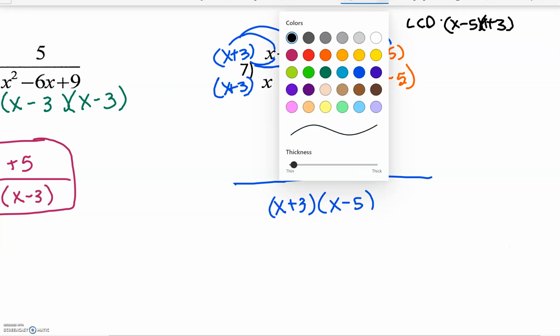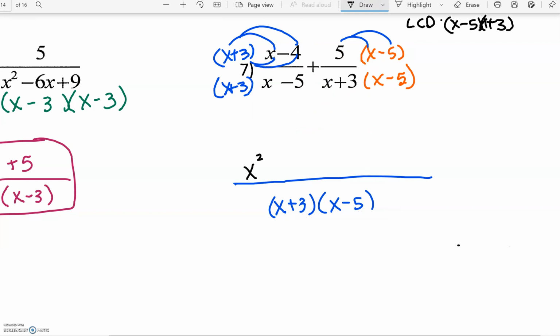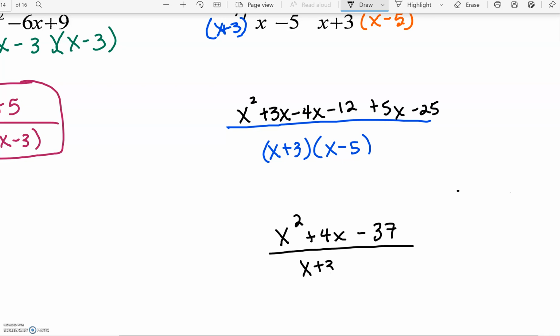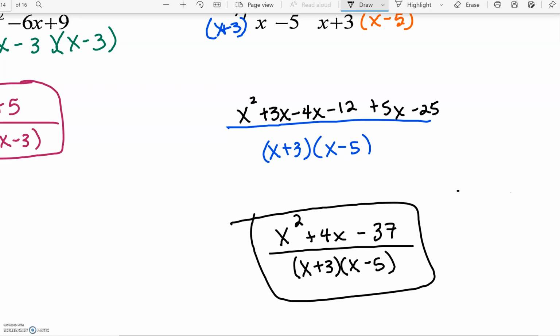So let's go ahead and see what we get. x squared plus 3x minus 4x minus 12. And then here we're going to get a 5x minus 25. And now we're going to go ahead and combine all those like terms. So x squared, and then let's see, that's negative x plus 5x, that would be 4x. Negative 12 and negative 25 would get you negative 37, all over our denominator. And you can't factor that numerator, so we are done.